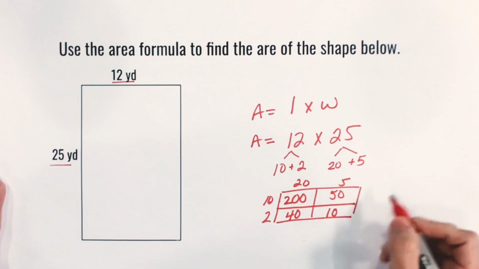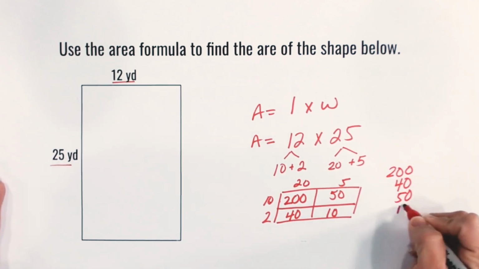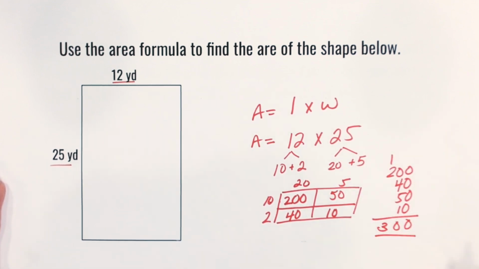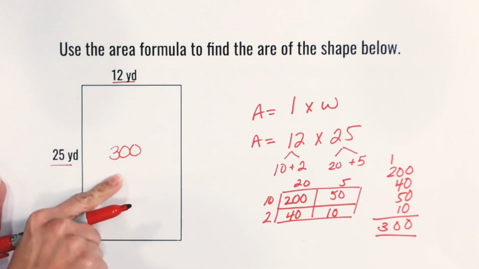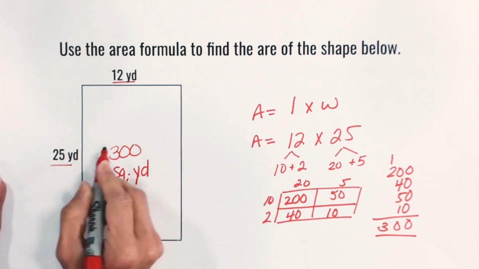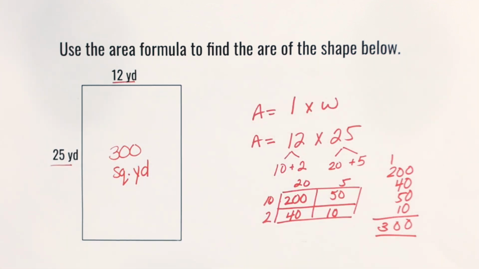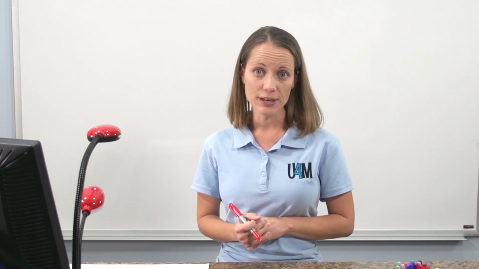Now I'll add up all these parts, 200 plus 40 plus 50 plus 10, and I will get 300. So we'll have 300 here, but remember, it's not just 300, it's 300 square yards. Because remember, this could be broken into tiny little squares or a giant array. Now in that example, the numbers were a little bit larger, so students needed to apply that multiplication knowledge, especially of those multi-digit numbers.